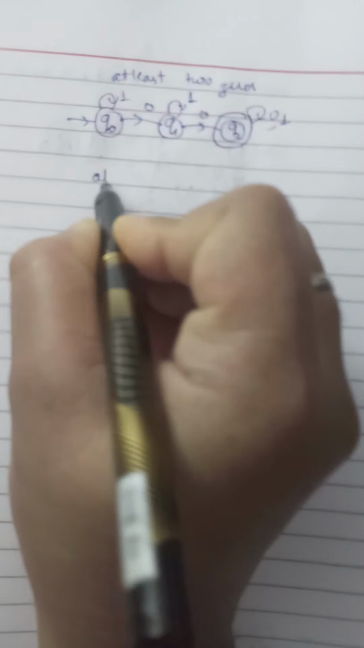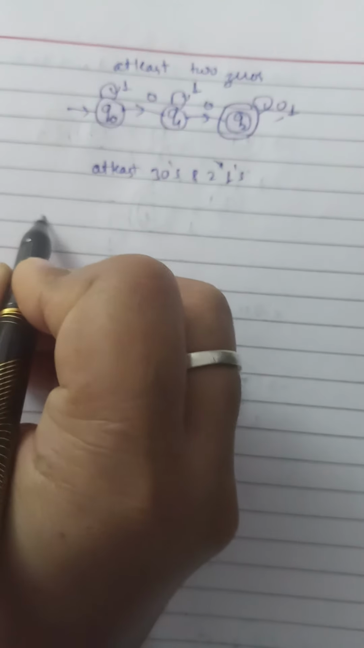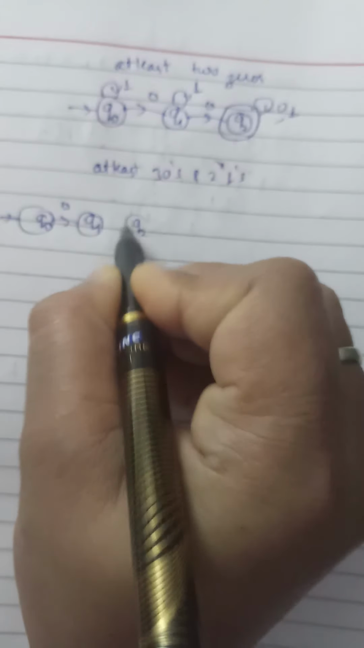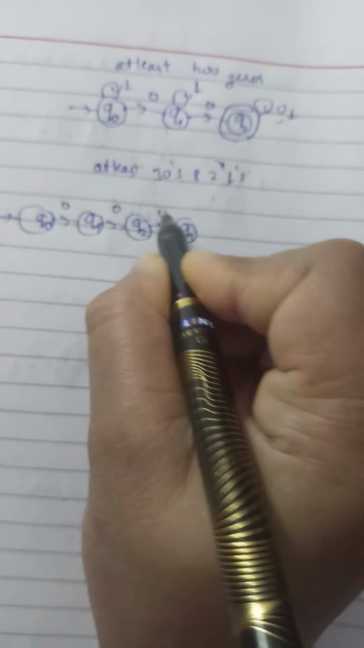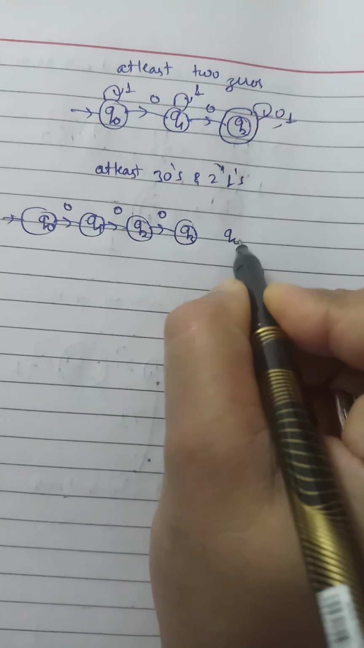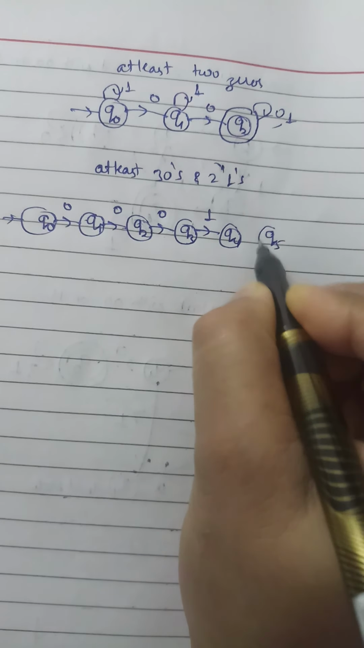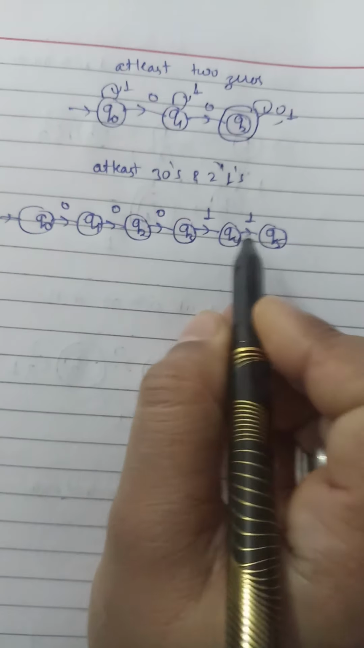In the same way, at least three zeros and two ones. So how can we make it? We start with initial state Q naught, Q naught to Q1 on 0, Q1 to Q2 on 0, Q2 to Q3 on 0, Q3 to Q4 on 1, Q4 to Q5 on 1. So three zeros and two ones are there.